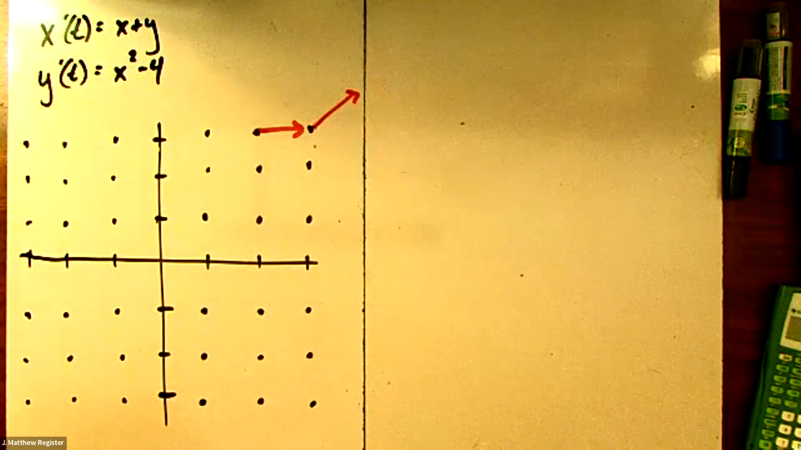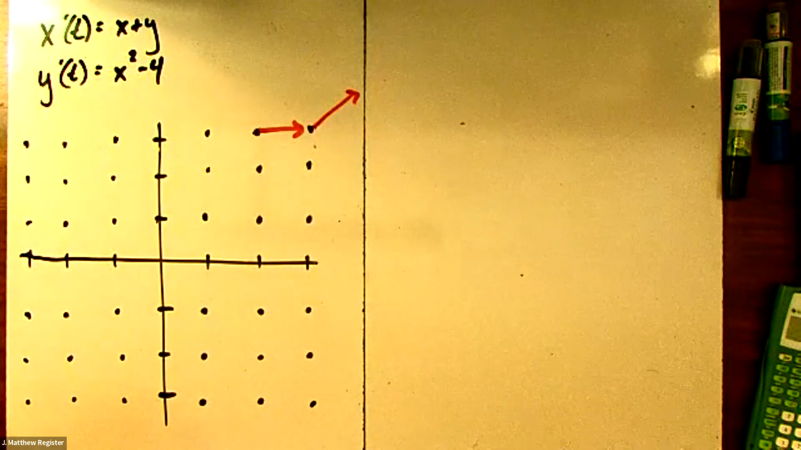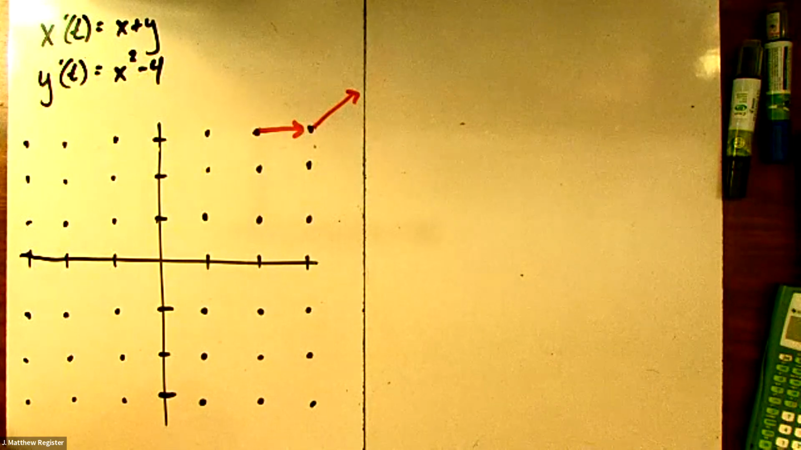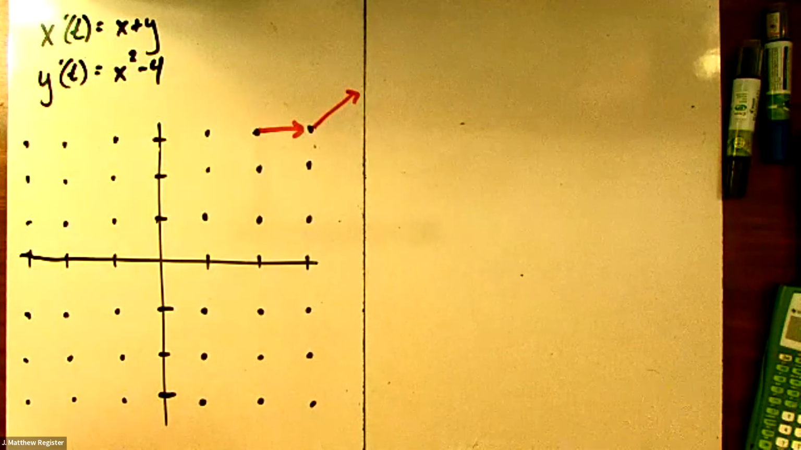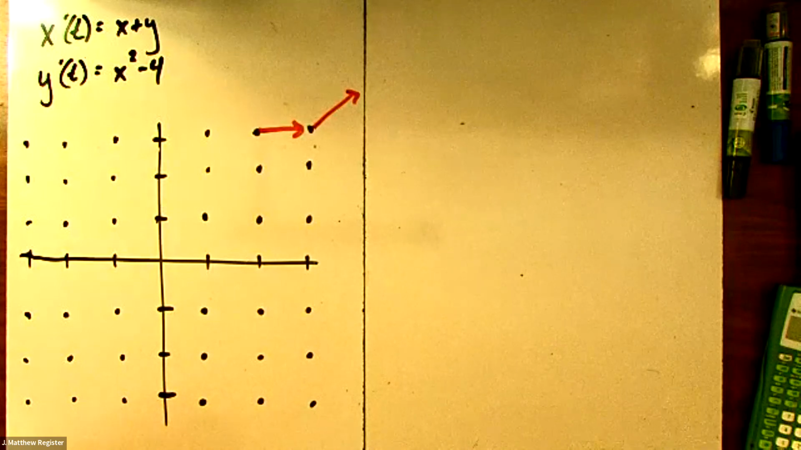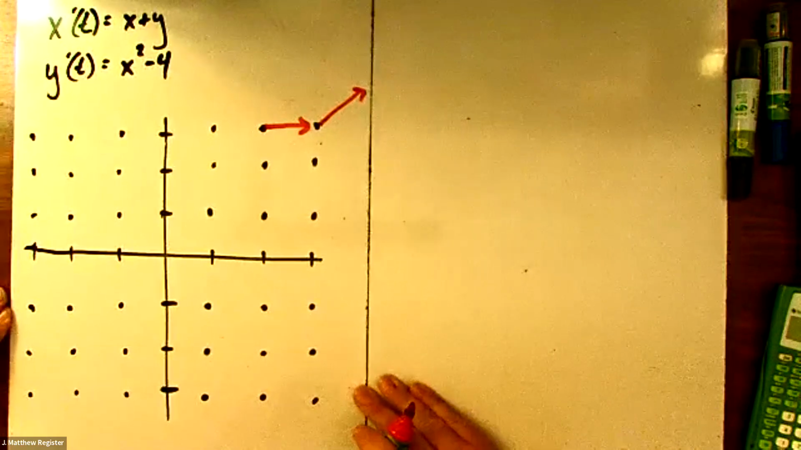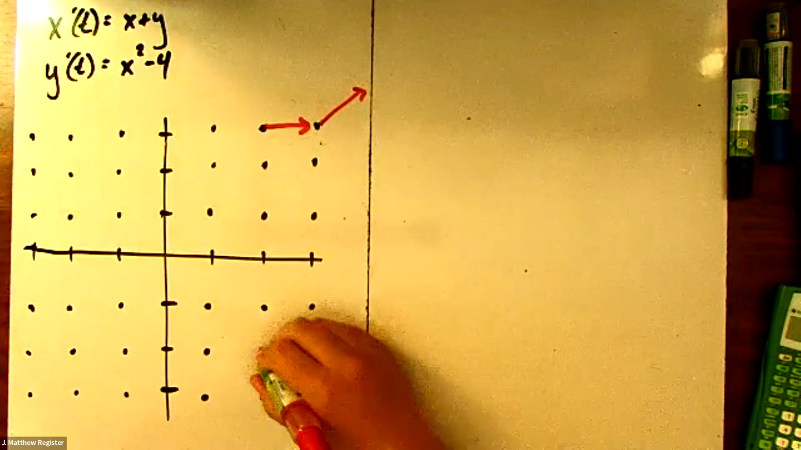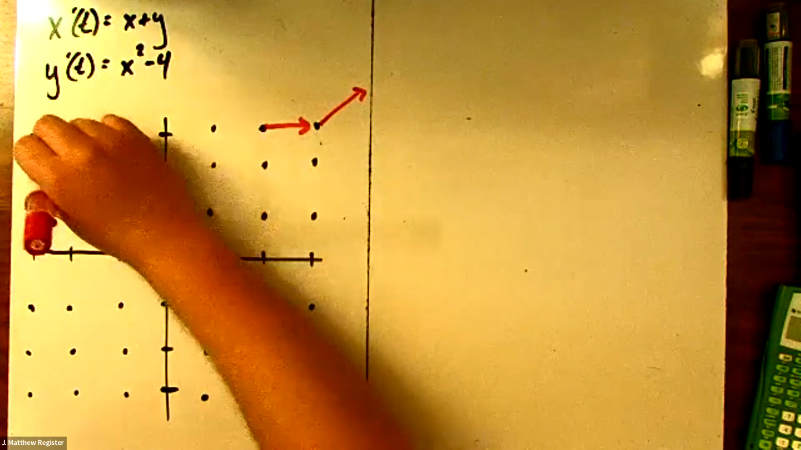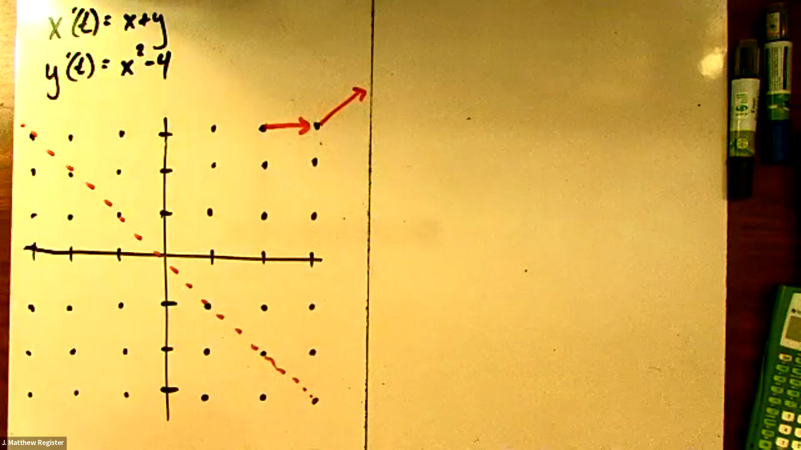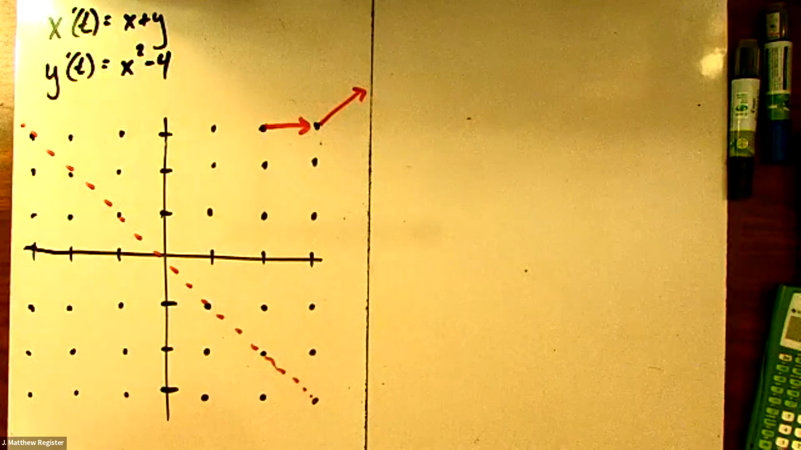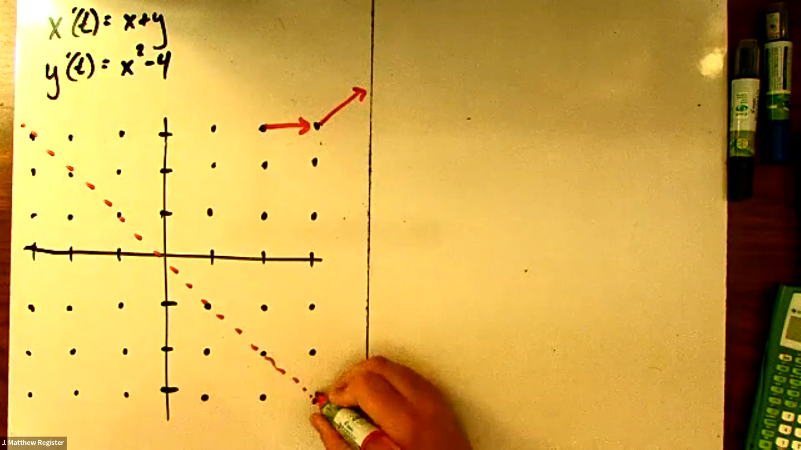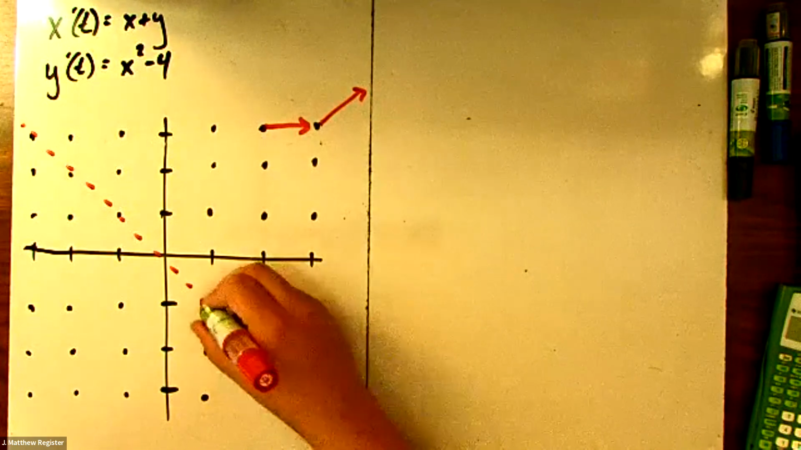And now we have to do this with all of the points, which does not sound fun. Sometimes what helps is to actually figure out where things are going to be flat, and so where things are going to be equal to 0. So notice with x plus y, this is going to be 0 along this line here. And so along this line, we know that it's going to be going 0 in the x direction, which means that it's only going to be going up and down.